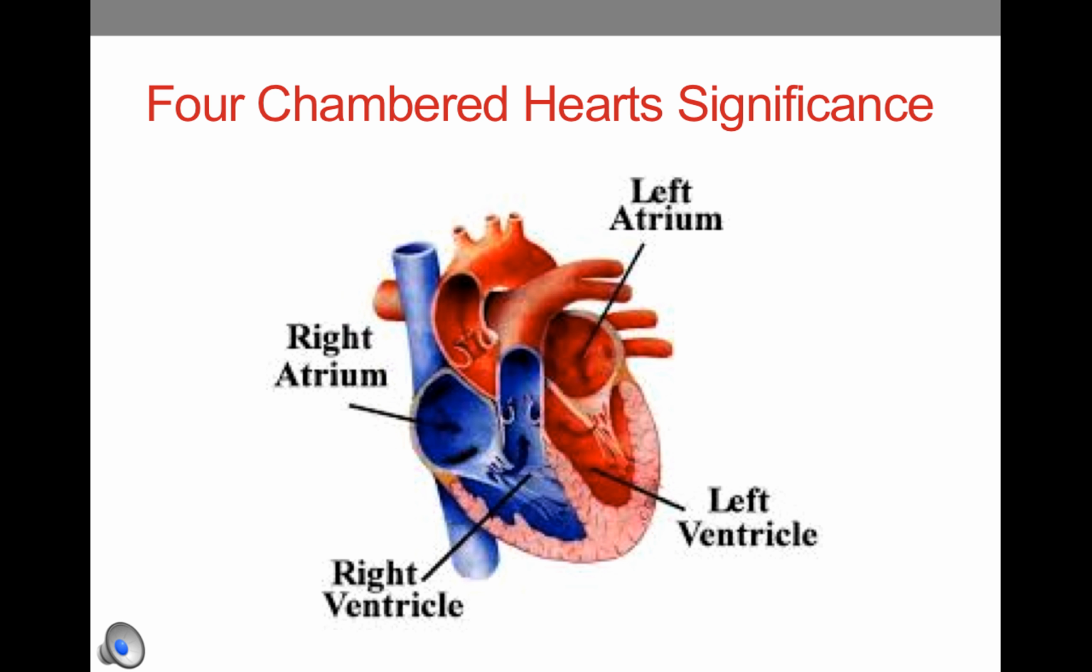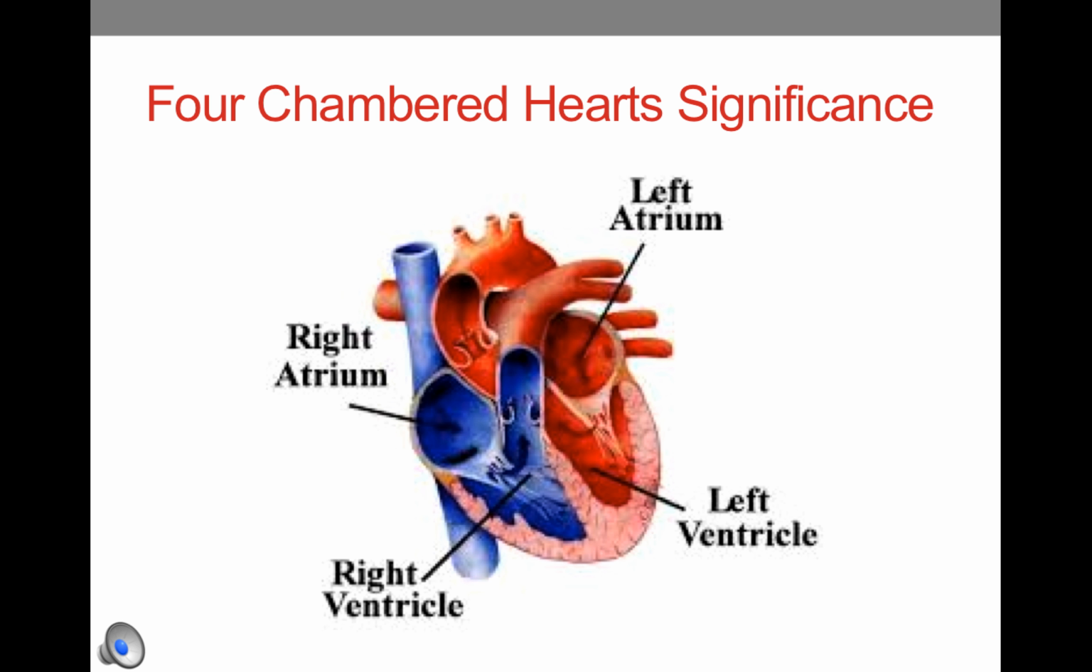Systemic circulation is the part of blood circulation that carries oxygenated blood away from the heart to the body and returns deoxygenated blood back to the heart. Pulmonary circulation is the part of blood circulation which carries deoxygenated blood away from the heart to the lungs and returns oxygenated blood back to the heart.